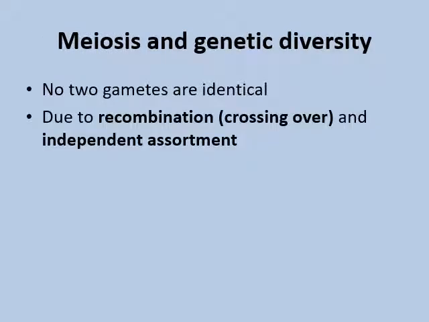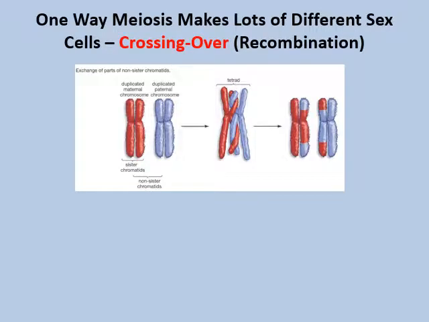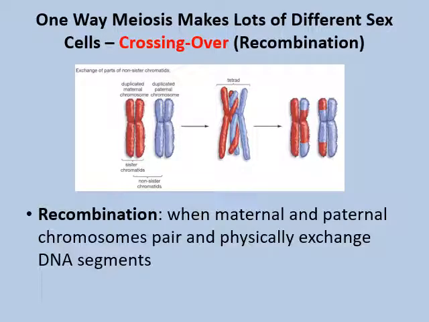So again, no two gametes are identical because of recombination, which we also often call crossing over, and independent assortment. So what exactly are these things that we've been talking about? Crossing over or recombination is just when maternal and paternal chromosomes pair together, they physically exchange DNA segments.